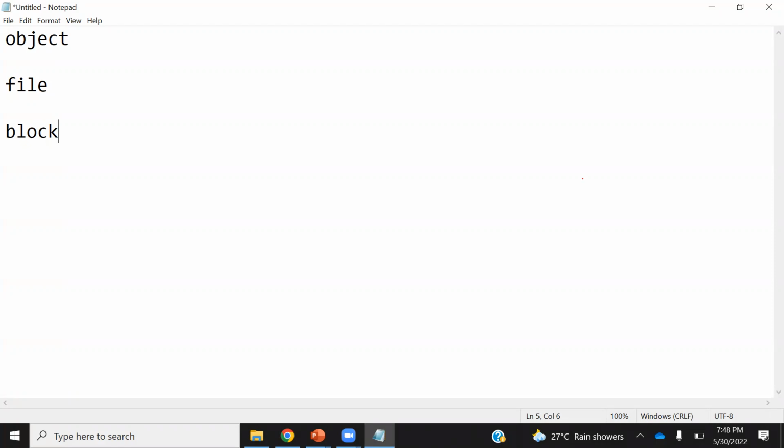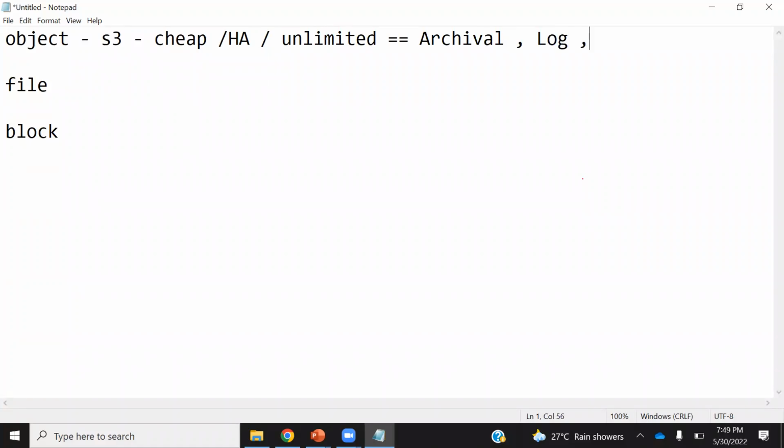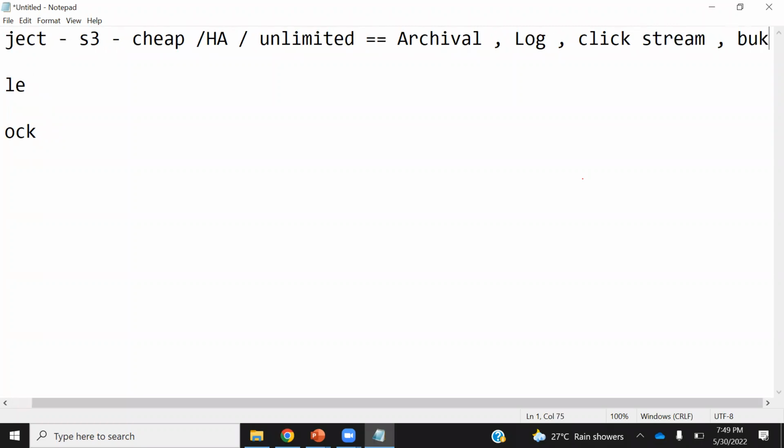Okay. The first variety is object, which is S3, which we are talking about right now. So let me say S3. So it is cheap, highly available, and it is unlimited. Why do we use it? Mainly used for archival, log, clickstream, and bulk storage.